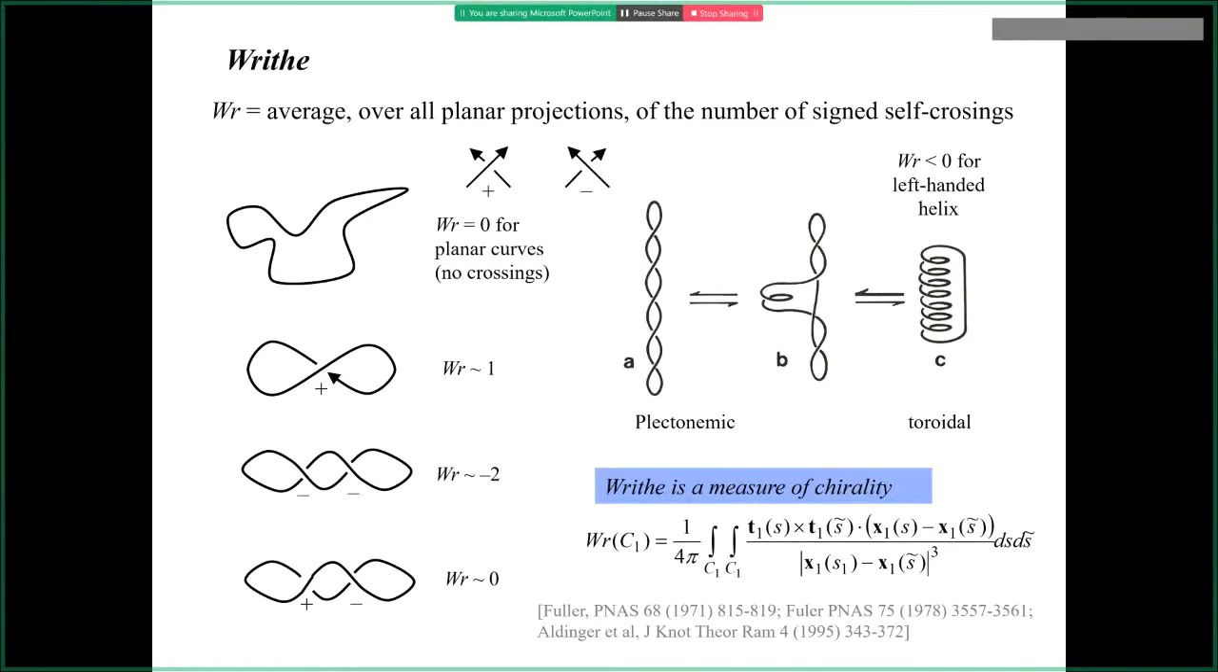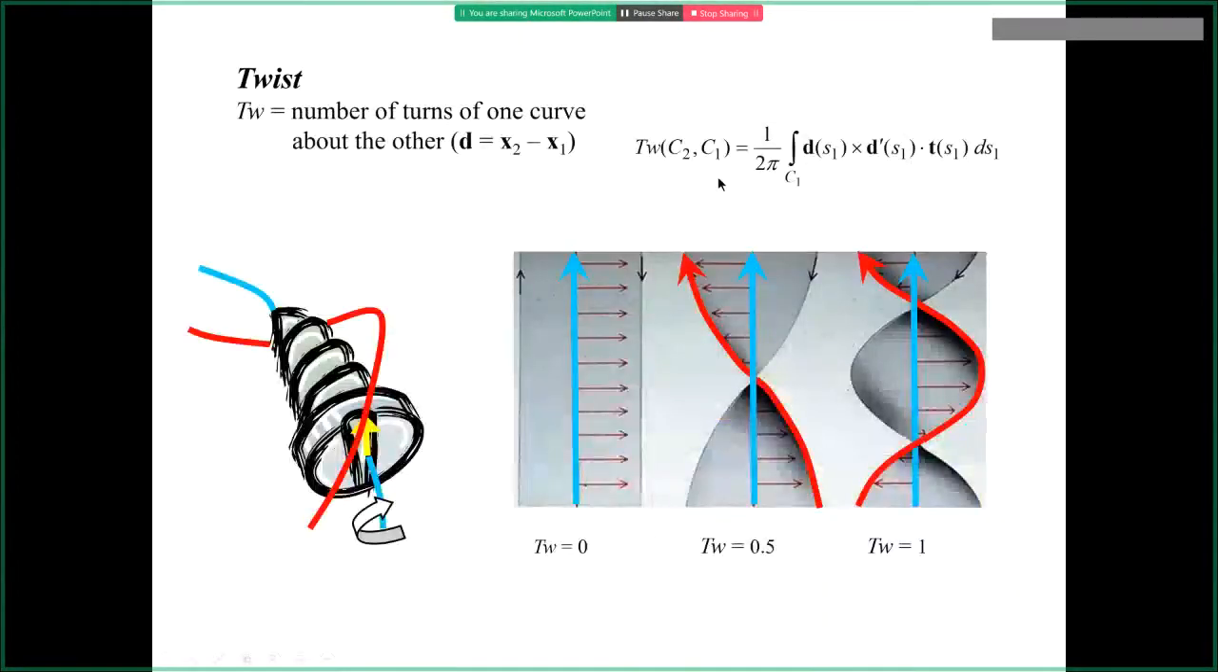And then there is a second quantity. When we have two curves, we can measure how one is rotating about the other, and this is called the twist. You can describe a local rate of twisting of one curve about the other by using a director D to span from one curve to the other, and then measuring how D changes alongside the curve, and then integrating that quantity, dividing by 2 pi, and we get the twist.